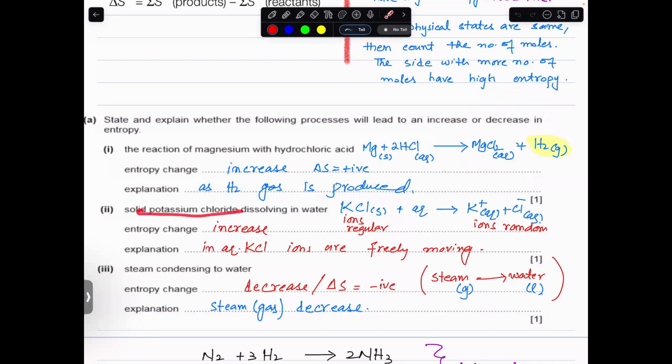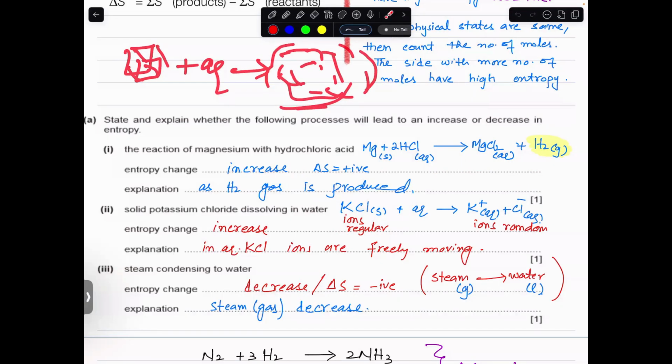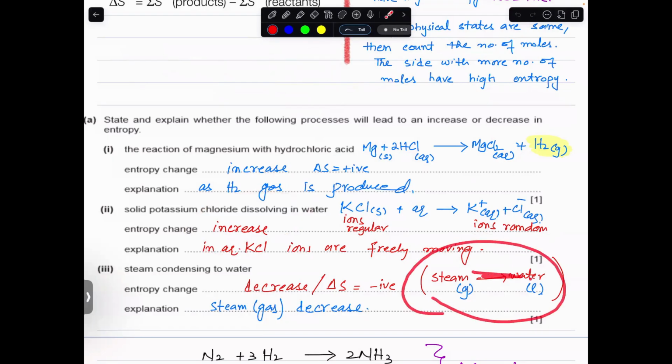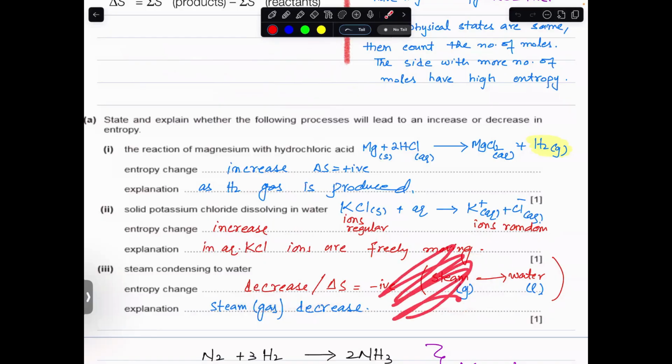Now, potassium chloride dissolves in water. Potassium chloride was regularly arranged this way. When you put this in water, the ions become free to move. The disorder, the chaos, is more because the ions are now random. They are freely moving. The delta S is positive, an increase. But if steam is turning into water, it was initially gas. Now the gas is used up, from more chaos to less chaos, negative, decrease.